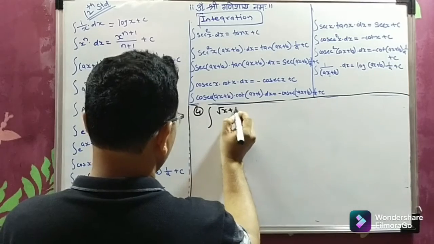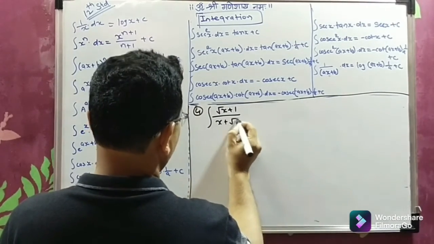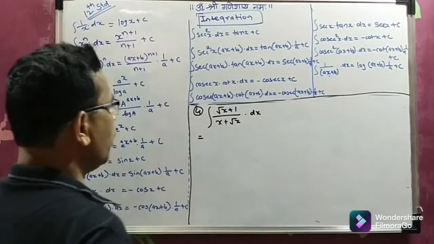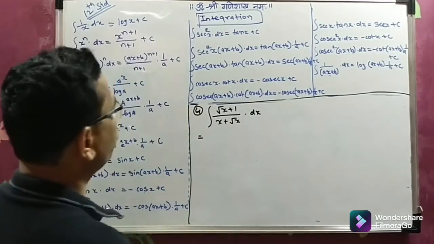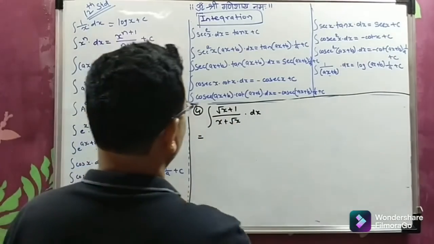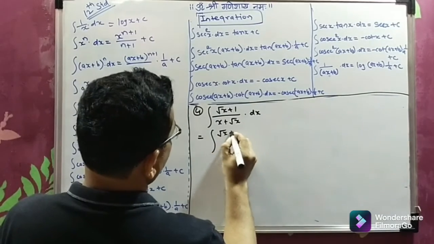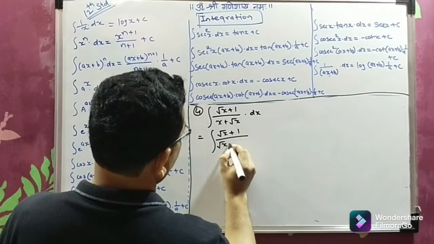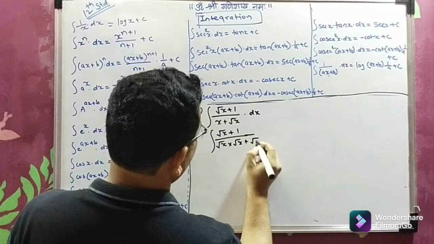(root x plus 1) divided by (x plus root x) dx. Now how to solve this problem? Here is root x plus 1, here x plus root x. So what we will do is one thing. We will write root x plus 1, and we will write x plus root x as root x into root x plus root x.